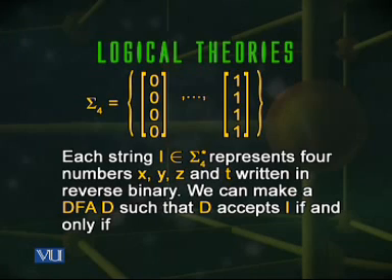In this case, we will think of these numbers as written in reverse binary. Can we make a DFA D such that D accepts I if and only if x, y, and z satisfy this equation, x plus y equals z plus t? What we want to do is make a new DFA which corresponds to all numbers that satisfy this formula. We can use the same trick as we did before to make this DFA.